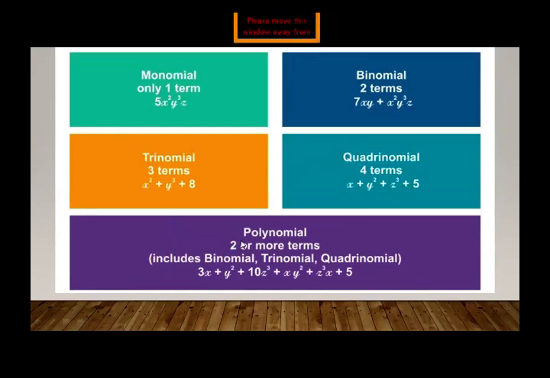And at the end, we have learned about polynomial. Polynomial means an expression having two or more terms, including binomial, trinomial, and quadratic nomial. So the example is 3x plus y square plus 10z square cube plus xy square plus z cube x plus 5. So in that we observe there are six terms. So it is included in polynomial.